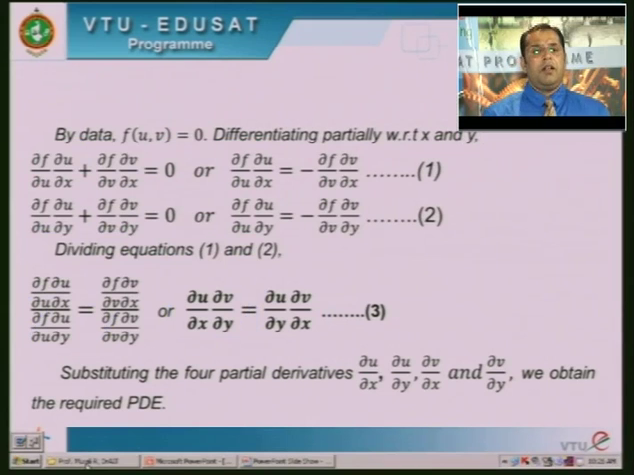Now, when we solve examples in the slides that we continue now, we will directly start with f of u, v equal to 0, identify u and v. Then the procedure shown in the slide now, up to equation 3, will not be repeated in the problems. Let me remind you, friends, that this should be derived when you solve. So, you start with u, v, come to equation 3 first, and then solve the PDE. Let us go to the first example.